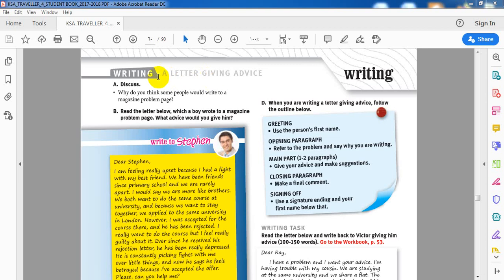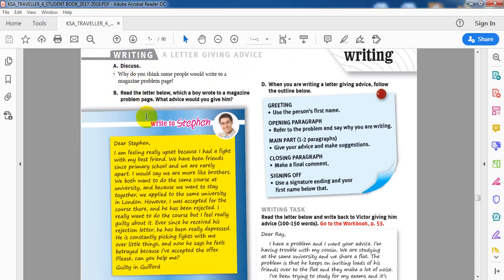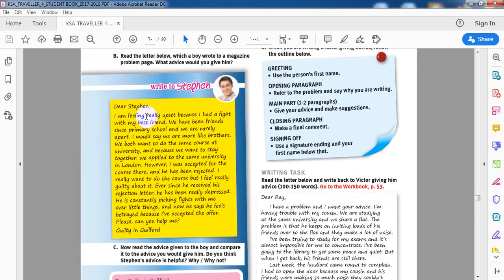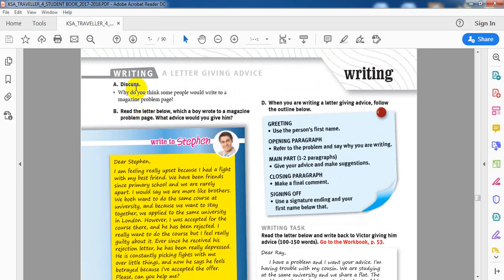Writing a letter, giving advice. A. Discuss. Open your book, page 59. Why do you think some people would write to a magazine problem page? B. Read the letter below, which a boy wrote to a magazine problem page. What advice would you give him?